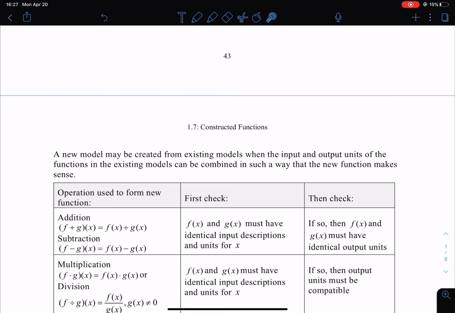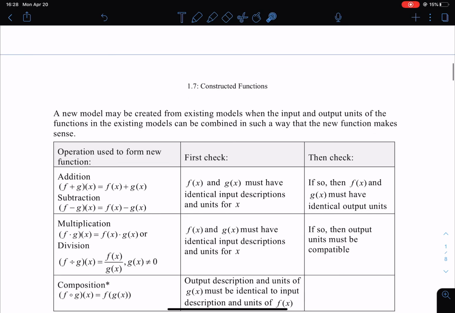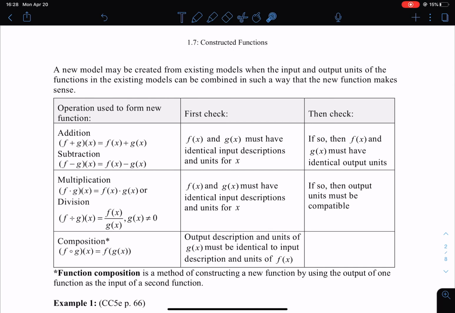And for this table, you have to check whether you want to use function addition or function subtraction. You have to make sure that the two functions f of x and g of x have the same input description and the same input unit. And then you can see (f plus g)(x) is f of x plus g of x.